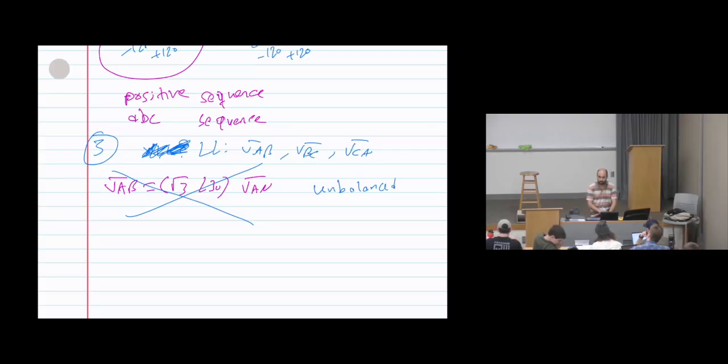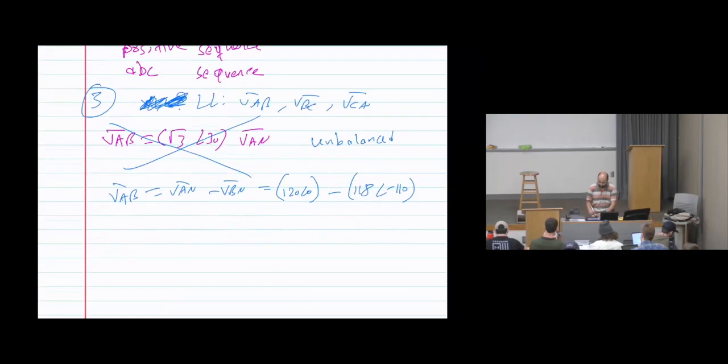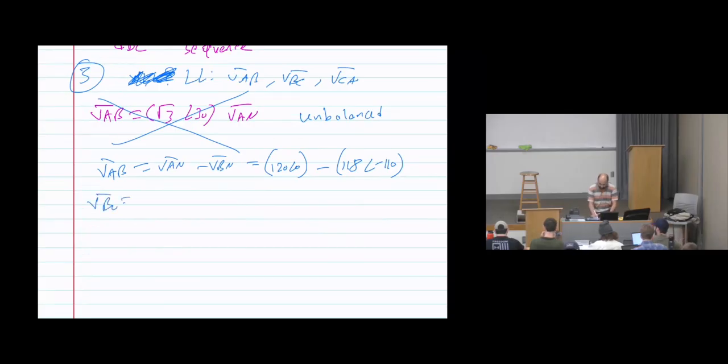What should I do? Use the general formula. So how to calculate VAB, VBC, VCA? We can say VAB equals VAN minus VBN. So VAN is actually 120 angle 0 minus 118 angle negative 110. I encourage you, when you put this in the calculator, put a bracket for each number. VBC equals VBN minus VCN, which is 118 angle negative 110 degrees minus 122 angle 130 degrees.